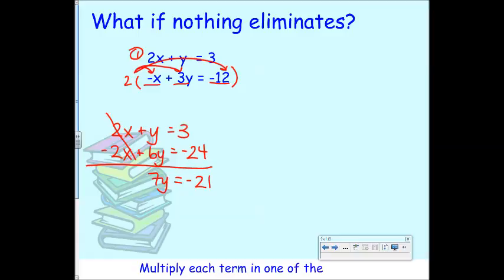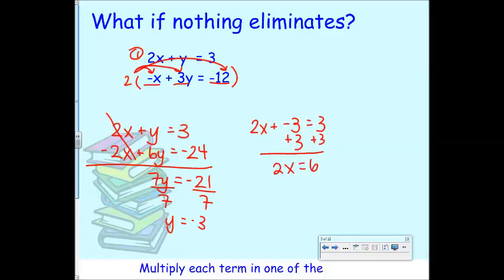Negative 3. Good. Okay, and then to finish that off, I just go back and plug it in. I'm going to do it to the first one because those numbers are smaller. So 2x plus negative 3 equals 3. I'm going to add 3 to both sides, and you get 2x equals 6. And so that ends up being x equals 3. So my answer then would be 3, negative 3.